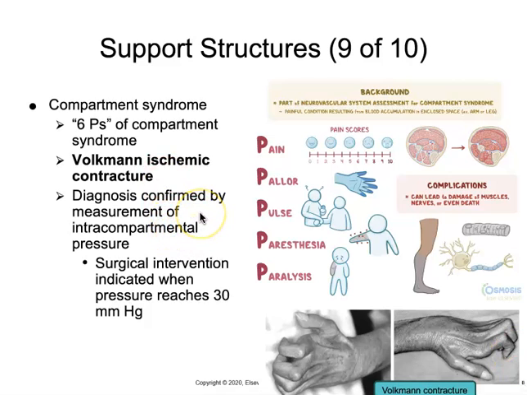As far as diagnosis, it's confirmed by the measurement of the intracompartmental pressure, which is normally less than 10 millimeters mercury, and there is a critical threshold of it being equal or greater to 30 millimeters mercury. And we can measure this using a manometer or electronic transducer. And so if we start nearing that 30 millimeters mercury, we do have to use surgical intervention, which would be a fasciotomy, which relieves the pressure and restores the blood flow to the area.